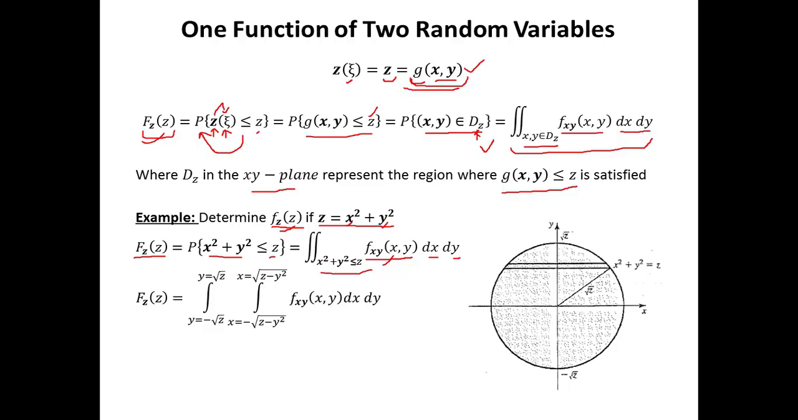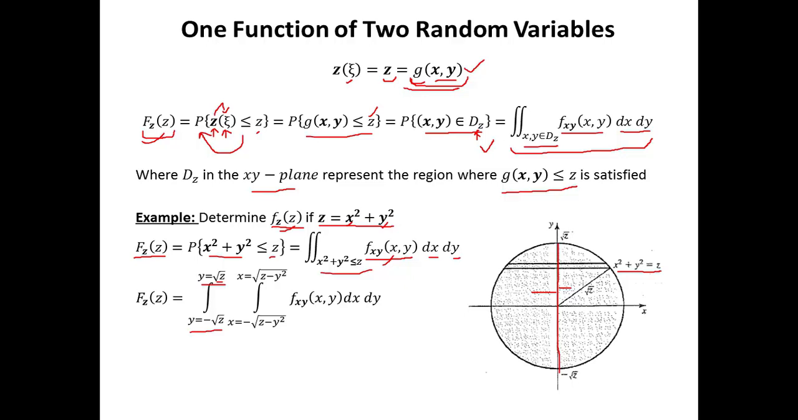This can be written as, if we consider this line, x² + y² = z will represent this circle, and x² + y² ≤ z means the inner side of this circle. So if we consider only this line, the y axis, meaning x equals 0, this line extends from y equals minus root z to y equals plus root z. So this will be the limit of this integration, and once this line is allowed to vary this side and this side, we will cover the entire circle provided x² + y² is less than or equal to z.